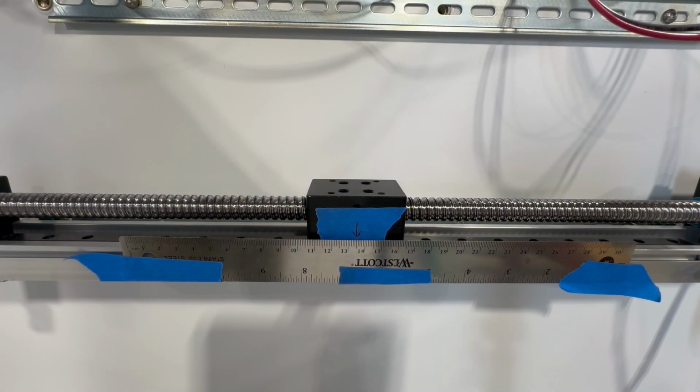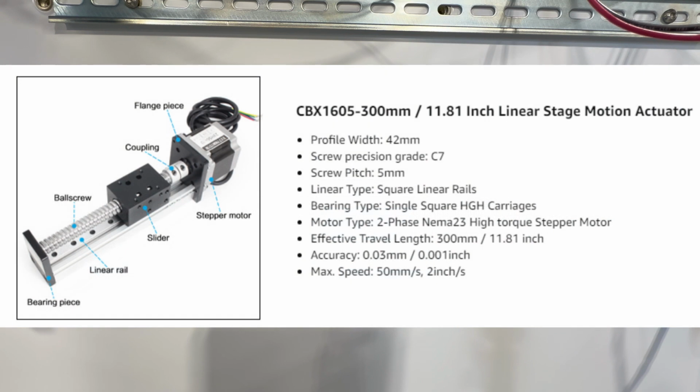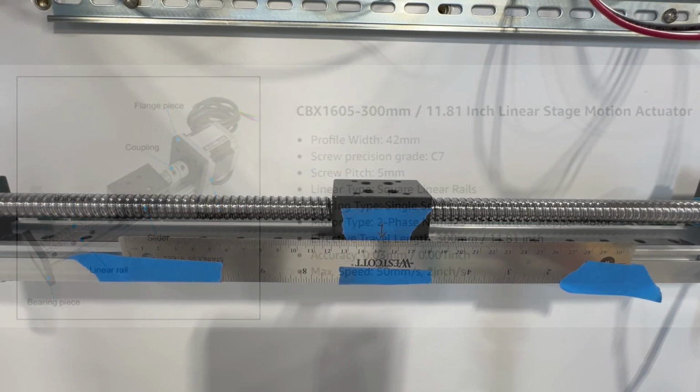Now we will control the motor precisely. How do we move the slide 1 cm? First we need to know the specs of this linear slide. This linear slide uses a ball screw, and the screw pitch is 5 mm. That means when we rotate the motor 1 revolution, the slider will move 5 mm. Now let's see if it's correct.